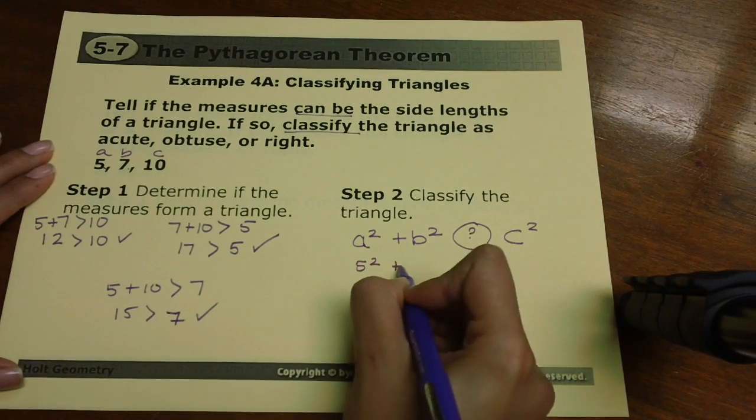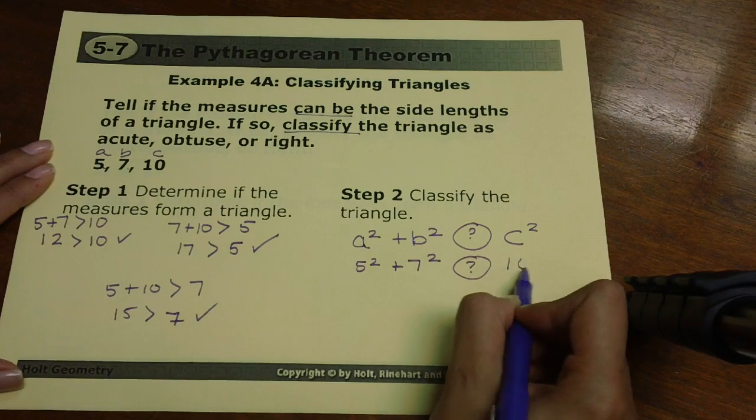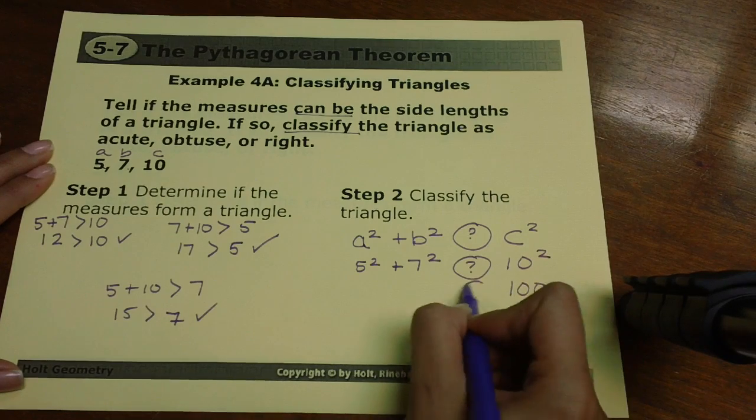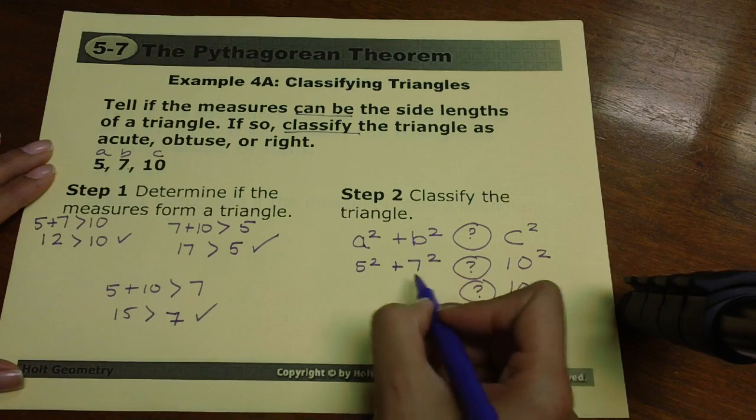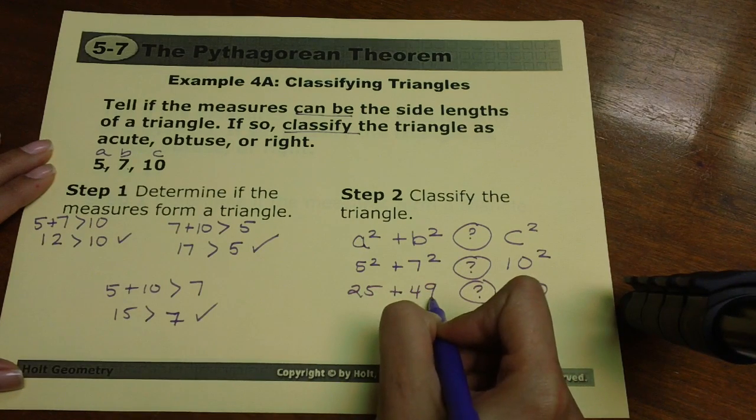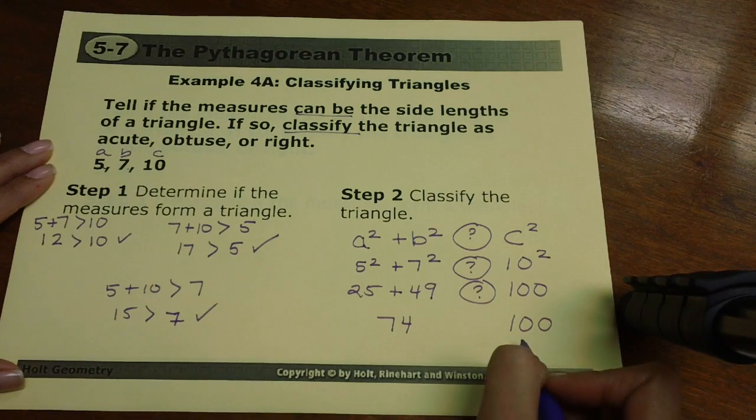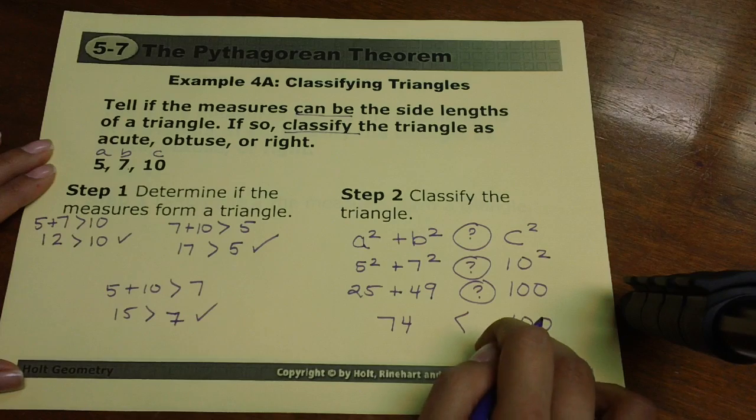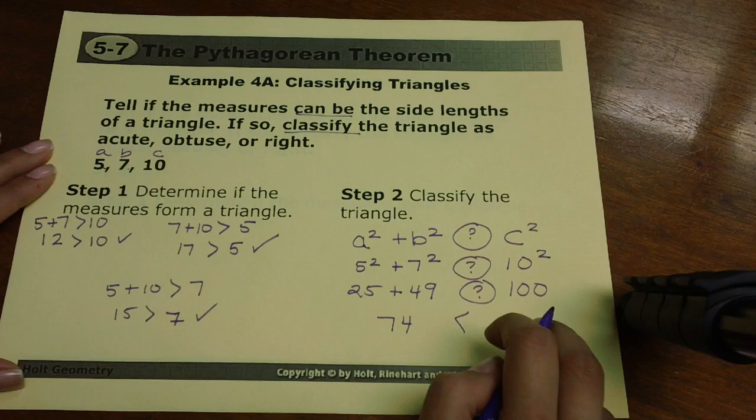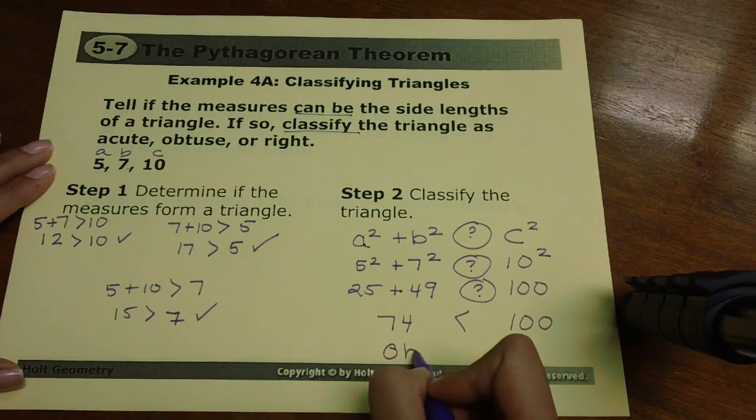So I have 5 squared plus 7 squared, and then I don't know what this relationship is. 10 squared. 10 squared gives me 100. 5 squared gives me 25, plus 7 squared is 49. I end up getting 74 here, and I have 100 over there. 100 is greater than 74. Since the hypotenuse squared is larger than these two values added together, my triangle is obtuse.